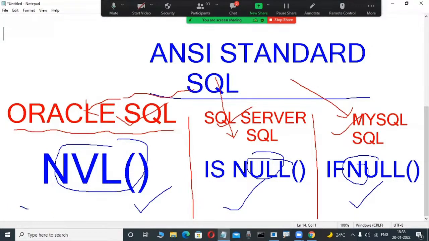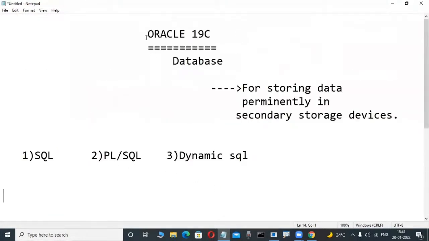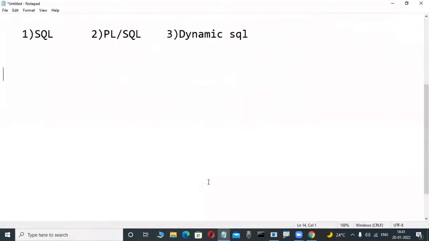Suppose there is a function, MONTHS_BETWEEN, that is in Oracle SQL only. Can I use the same function in SQL Server? No, there is DATEDIFF there, which is another function. That's why, in what we are learning, SQL is an ANSI standard language.